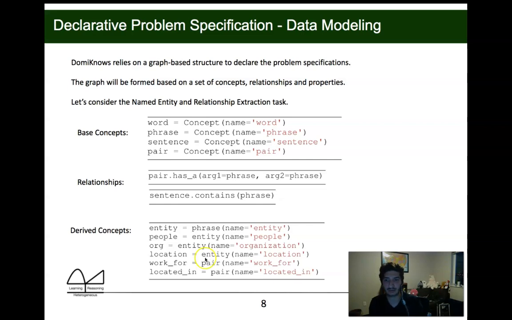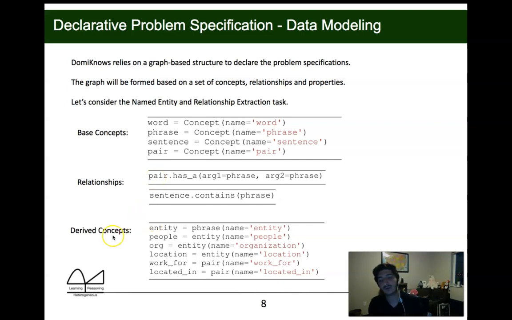Let's consider the CoNLL task. For base concepts, we need to define word, phrase, sentence, and pair. And as a relationship between these concepts, we have to say that sentence contains phrase, which means sentence is a parent of phrases. And also, this defines that the pair is a relationship between two arguments of the same type, phrase.